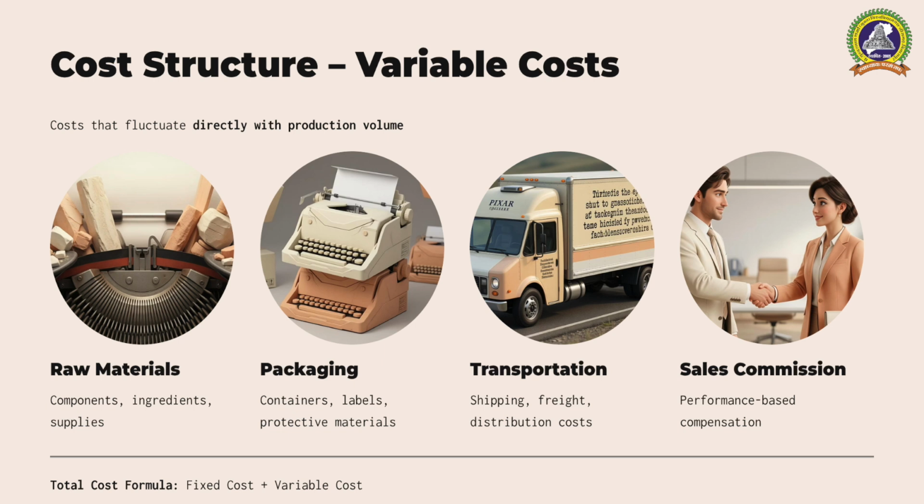Fixed costs are about capacity. Variable costs are about activity. If you are running a bakery, the oven is a fixed cost. The flour and sugar are variable cost. Understanding this distinction is the prerequisite for calculating the total cost, which is simply the sum of your fixed commitments plus the variable cost incurred for the specific number of units produced.